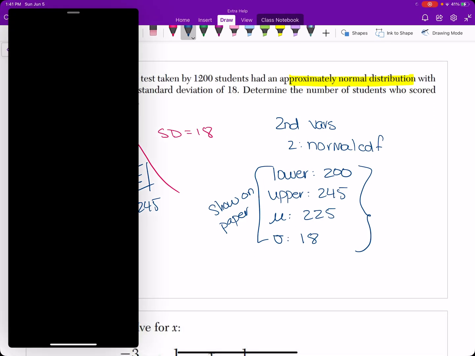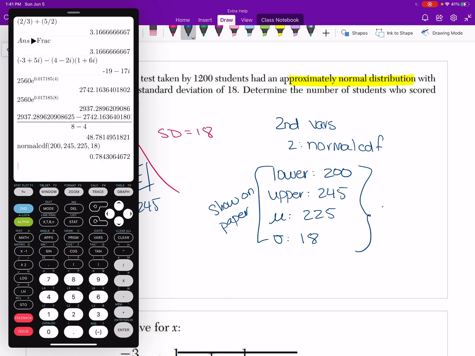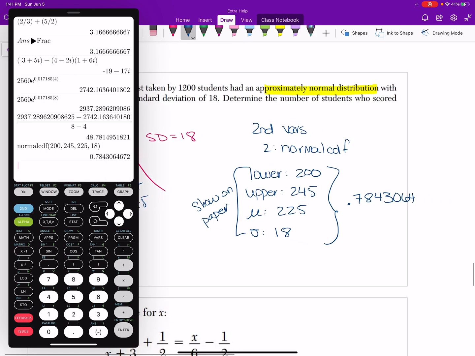So you type that in, go to paste, and hit enter. After you hit paste, yours then looks like what mine just looked like. I get 0.7843. Remember, if there's still math to do, include the whole decimal.